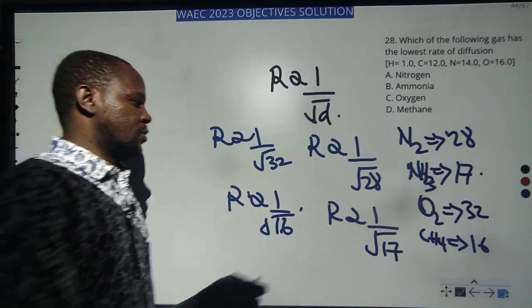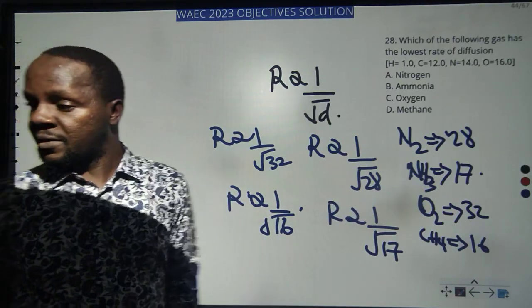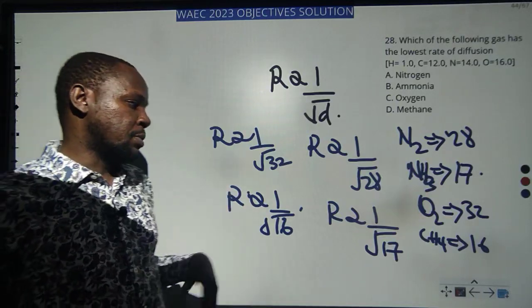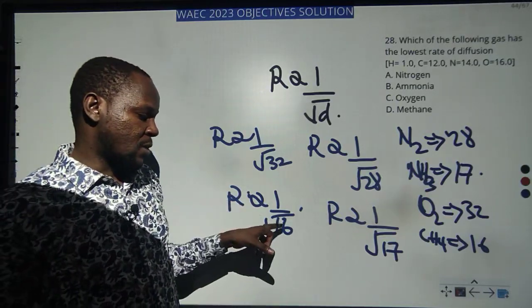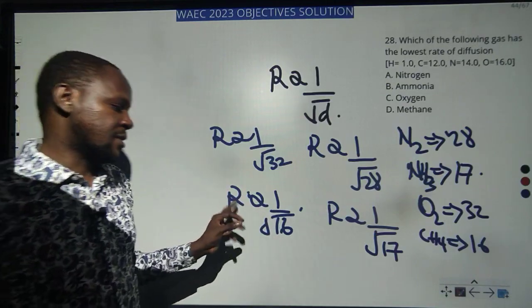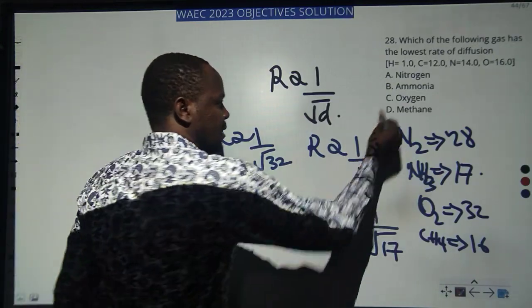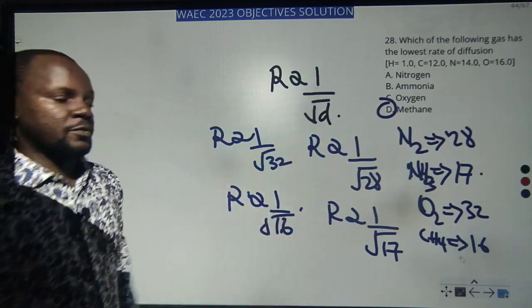So for example, square root of 28 will be bigger than square root of 17. You know that. Square root of 32 will be bigger than that. So the one that has the lowest value here has the highest rate. So the answer to this one is this guy, 16. This is the guy at 16. So let's move on.